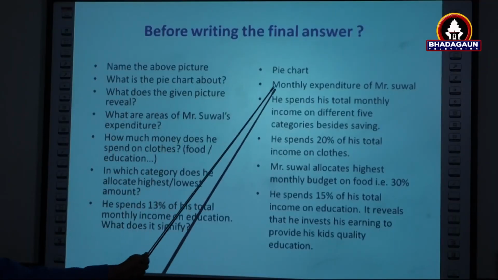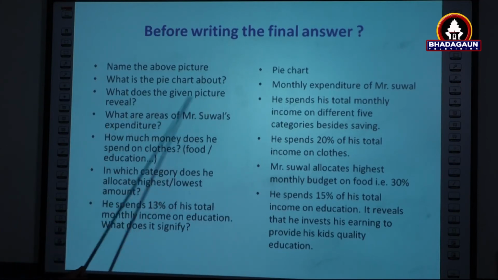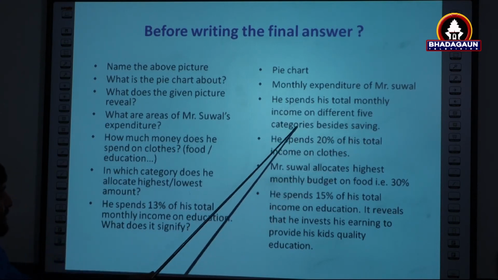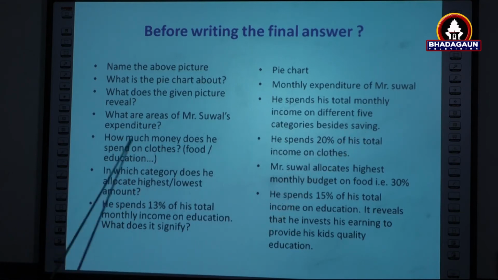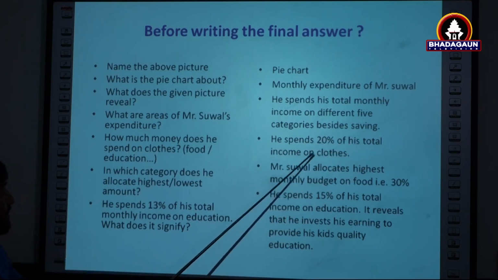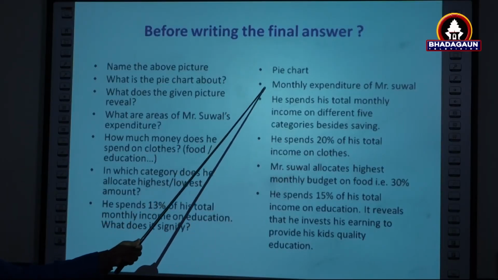What is the pie chart about? Monthly expenditure of Mr. Suwal. What does the given picture reveal? He spends his total monthly income on 5 different categories besides saving. This picture reveals this statement. How much money does he spend on clothes? He spends 20% of his total income on clothes. Now we are answering these things based on the picture that is given. We have seen all of this data and information and we are answering on the basis of the picture. So this is the answer, what you have just seen in the picture.